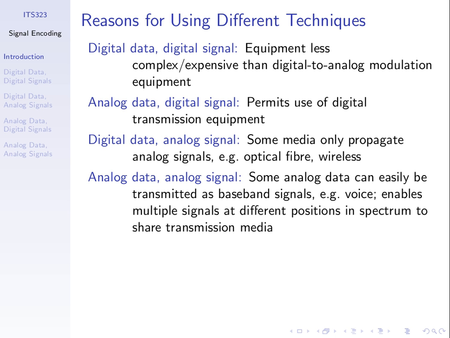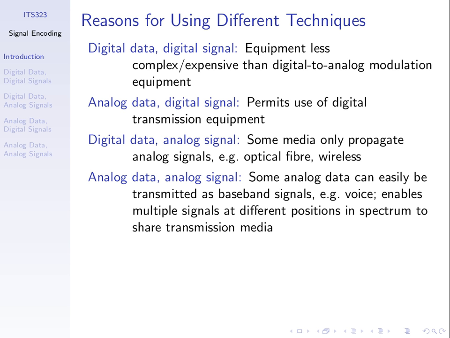But sometimes we cannot send digital signals. It makes sense to send analog signals. Some media only propagate analog signals: optical fibre and wireless. With wireless, we're sending an analog signal from my laptop to the access point, even though we may want to send digital data. So we need that case.